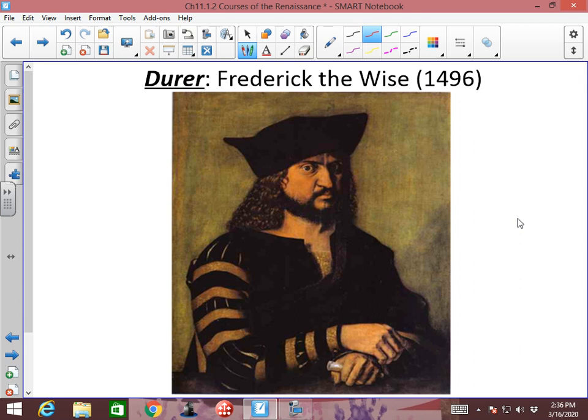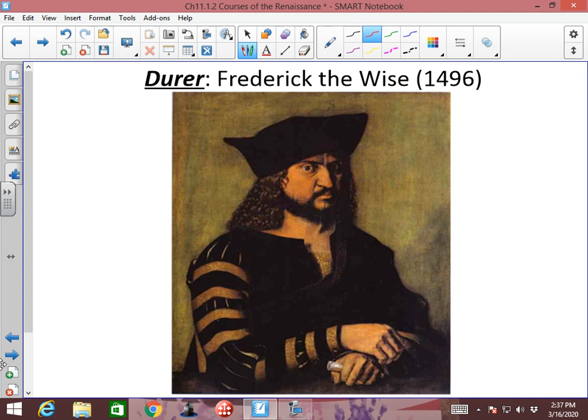Dürer paints another very famous man. This guy's name is Frederick the Wise. Frederick will come into play later on when we talk about the Reformation and guys like Martin Luther. Frederick will protect Martin Luther. This guy is a German prince. This painting, he's a pretty young man.